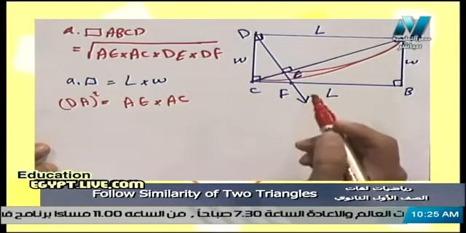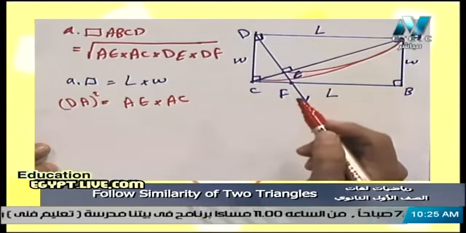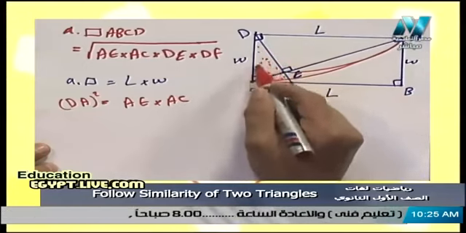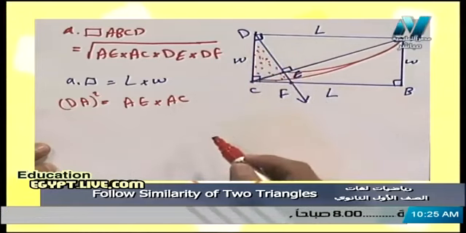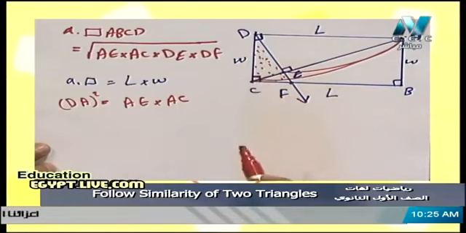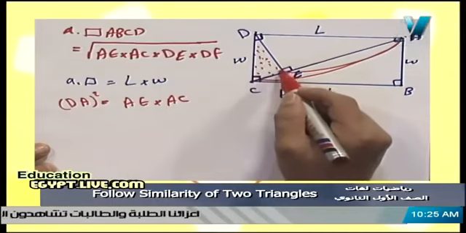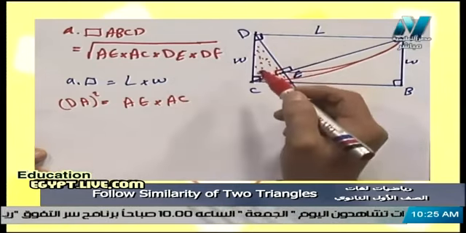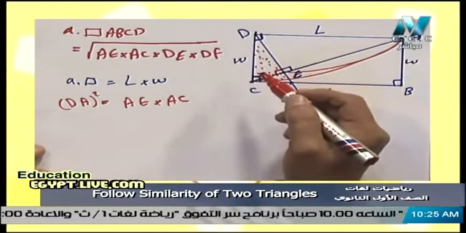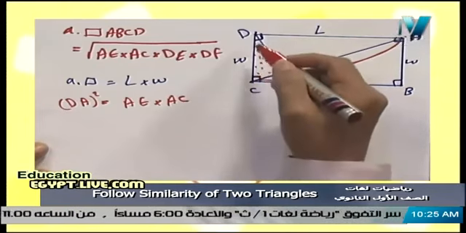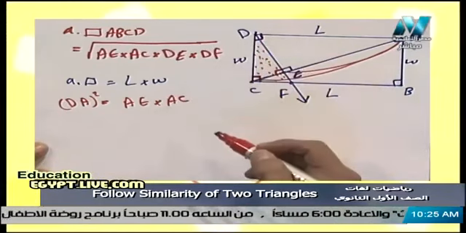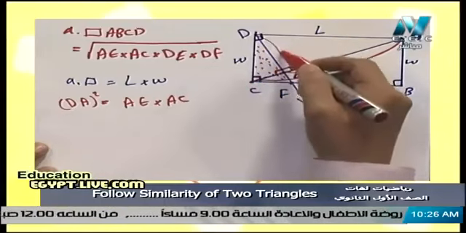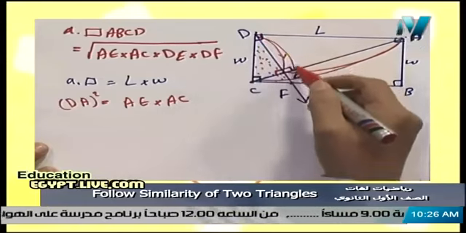Okay, and also we will move to triangle DCF. Why this triangle specifically? We have a right angle here, and CE is perpendicular also to DF, and we can say that DC power 2 equals what? Equals DE multiplied by DF.